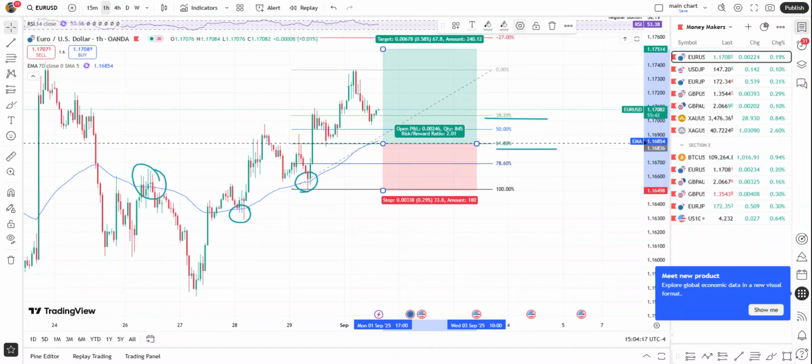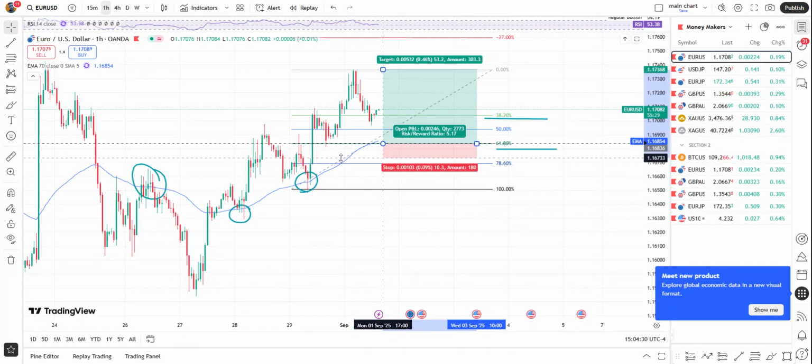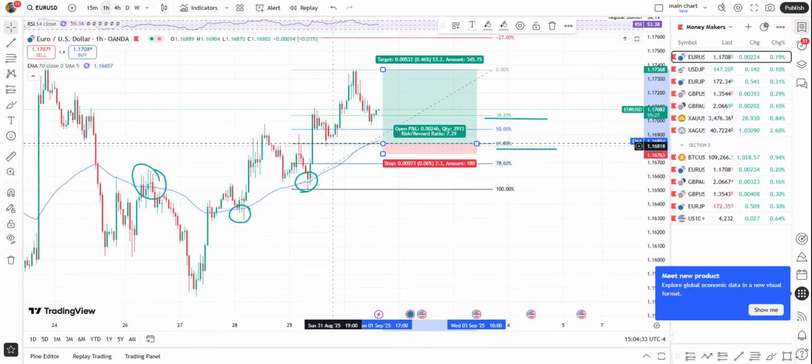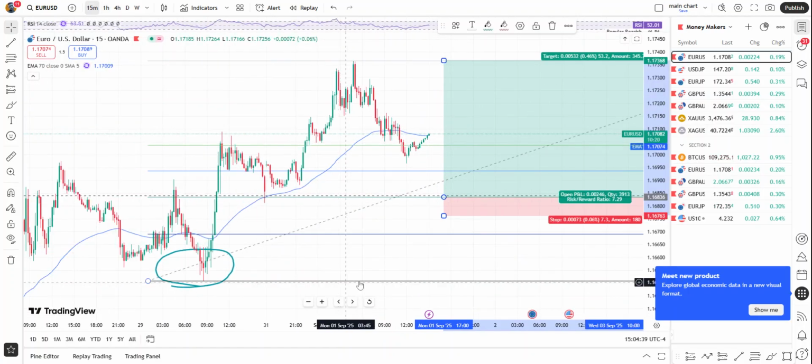Typically, I like to set it to the negative 27 extension. That's my take profit area, but I'm just going to keep it at the zero level for now and monitor it and see what it's going to do over time. And then I'm going to have my stop loss. It's going to be a mini stop loss right underneath this wick right here. So something like this. Yeah, I'm happy with that.